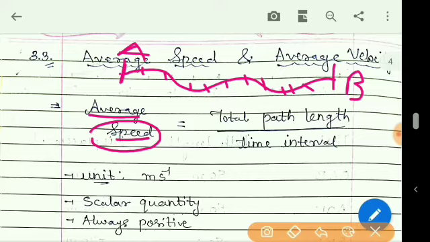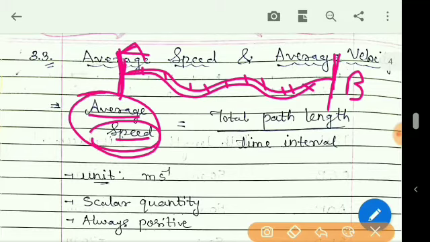When there is a bump on a road, the speed decreases, and when there is a plain road, the speed increases. If there is traffic, speed decreases. If the traffic is less or there is no traffic, the speed increases. So during the motion from initial position to final position, the speed does not remain constant, and so the concept of average speed is taken.